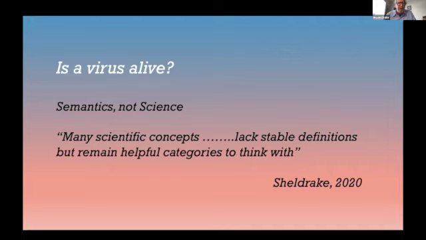Sheldrake, in one of his books, says that many scientific concepts lack stable definitions but remain helpful categories to think with. In that, he puts time, chemical bonds, genes, and species. All of these lack stable definitions, but remain categories which are useful to use. Now, viruses, viroids and prions all share complex chemistry with living things. So amending our tree of life by adding a 4th domain would acknowledge this connection and force us to more seriously investigate the place of vira in the origins of life.